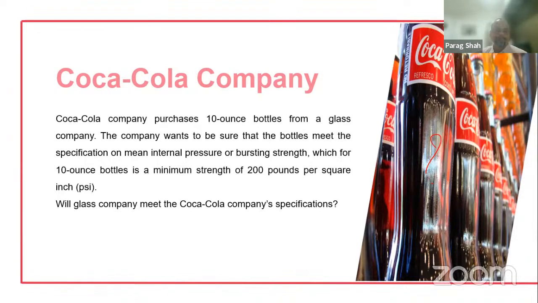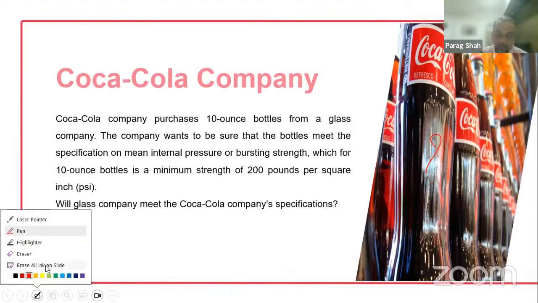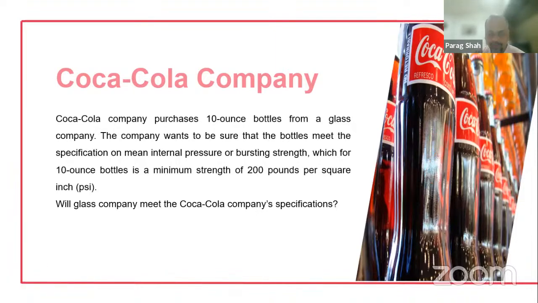Okay, so first step, everyone focus over here. And if you're not clear, write down in the chat box. I'll repeat it again. First step is to go for the decision variable. Then write down the parameter. Which is the decision variable they are focusing on? The company wants to be sure that the bottle meets the specification on mean internal pressure or bursting pressure. Means the strength, bursting strength. So my decision variable is strength.